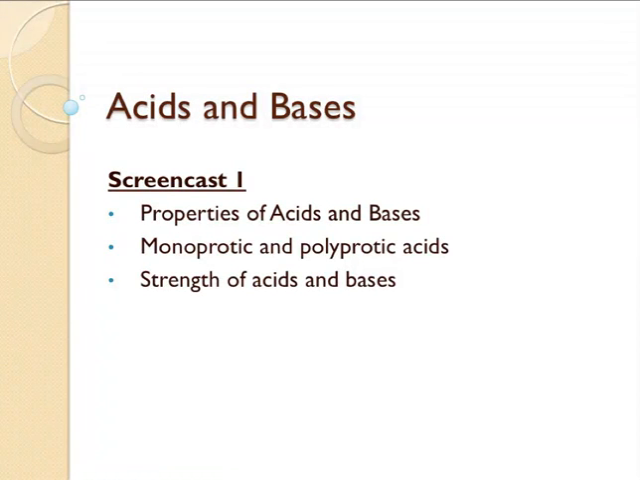Screencast on acids and bases. We're going to talk about properties of acids and bases, and then what it means to be a monoprotic versus a polyprotic acid, and then talk about strengths of acids and bases, which are probably not what you think.